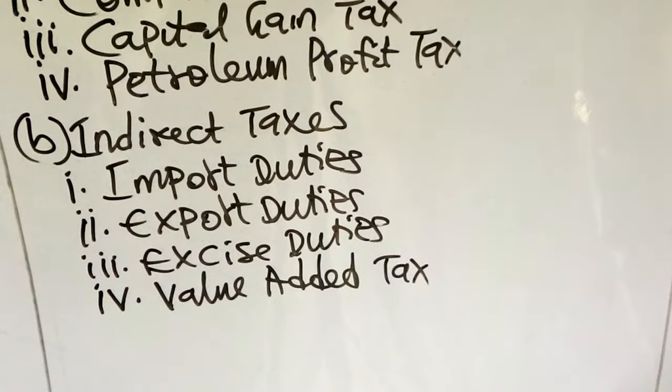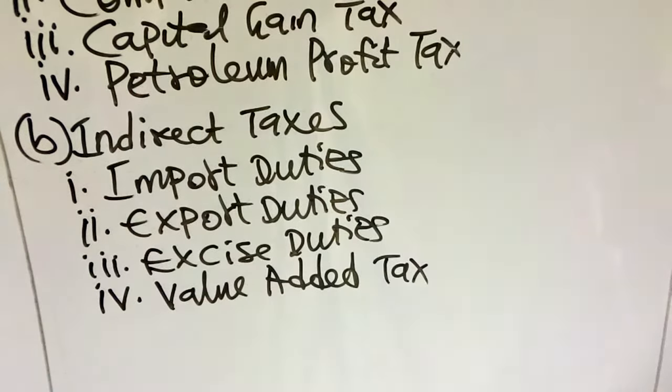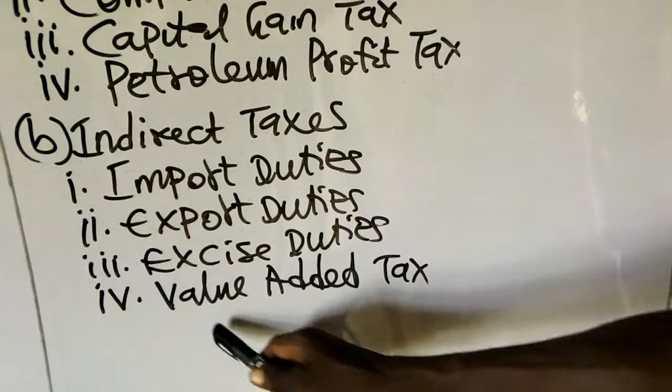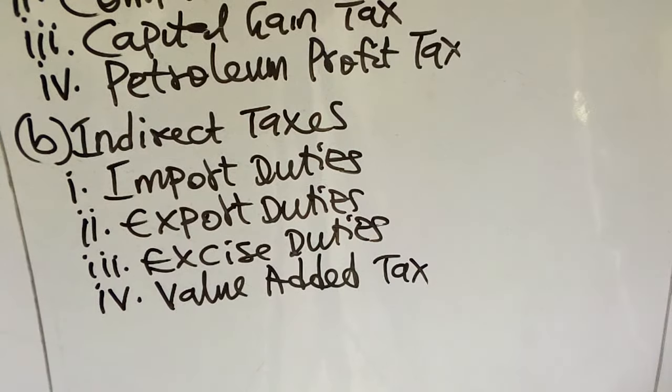And the incidence of the value added tax, that is VAT, is on the final consumers of the product. A tax levied on consumption, or on expenditure, which is borne by the final consumers of the product is said to be the value added tax. These are the examples of indirect taxes.